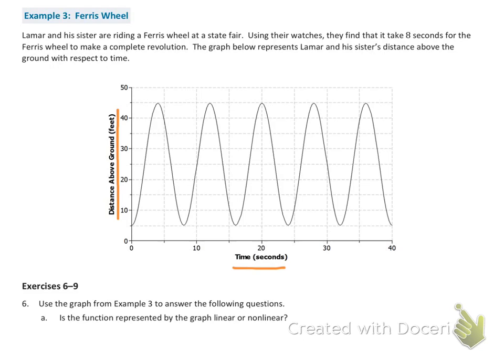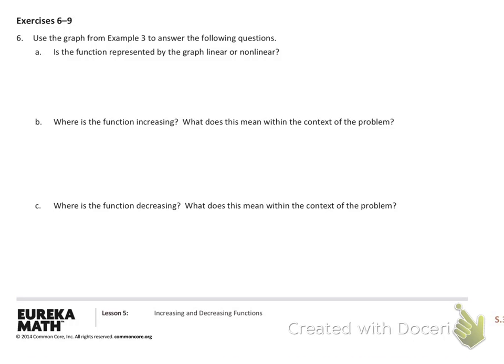So we're asked to use the graph from example 3 to answer the following questions. Is the function represented by the graph linear or nonlinear? Clearly this is nonlinear. So we know with a nonlinear graph that the rate of change is not a constant. Let's look at what other questions. Where is the function increasing? What does this mean within the context of the problem?